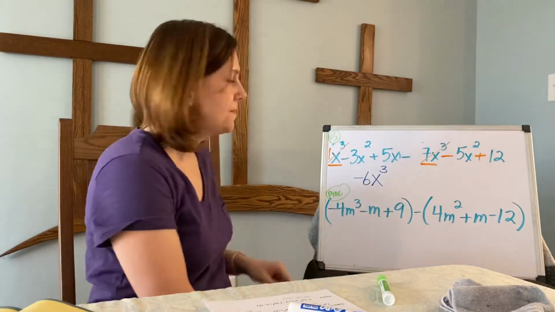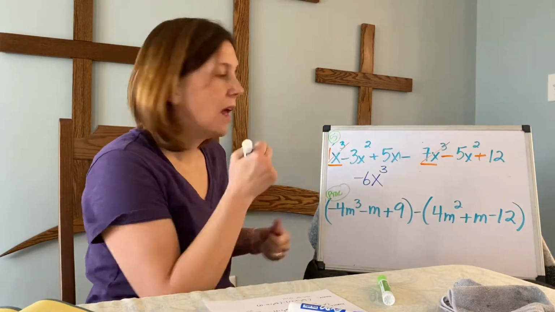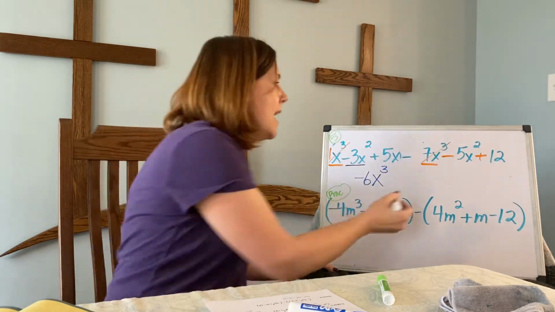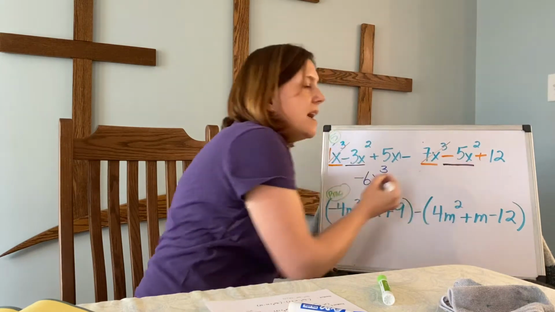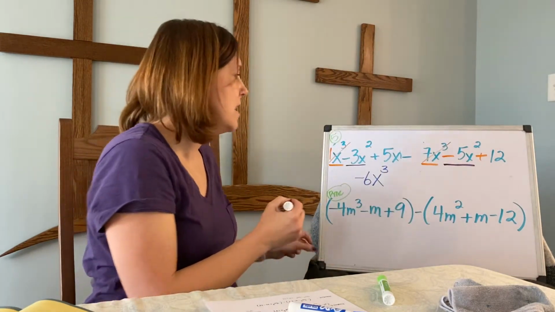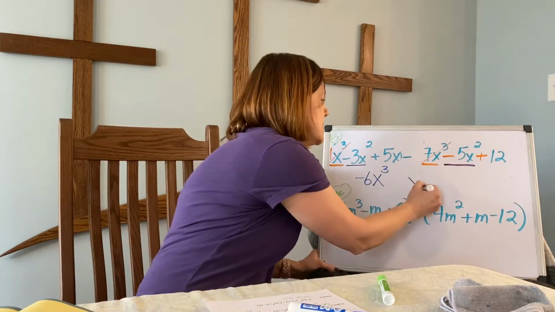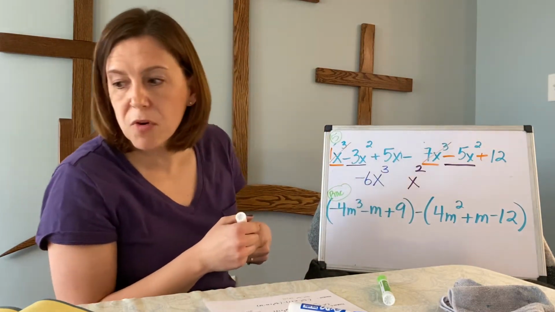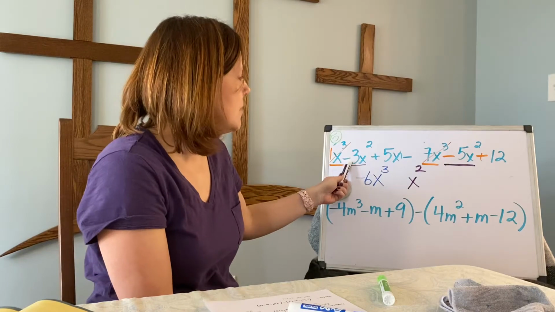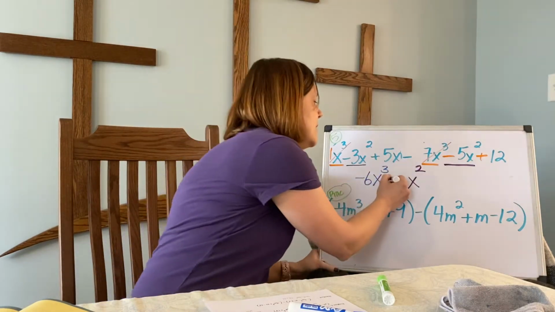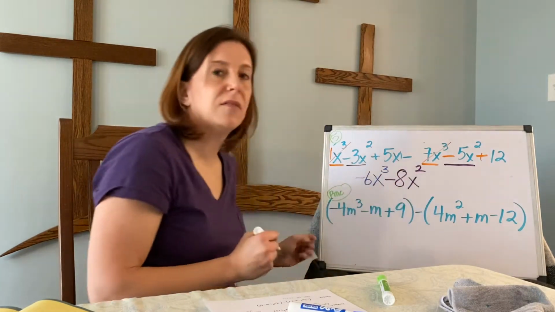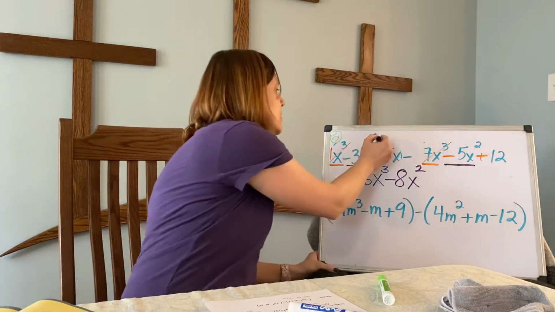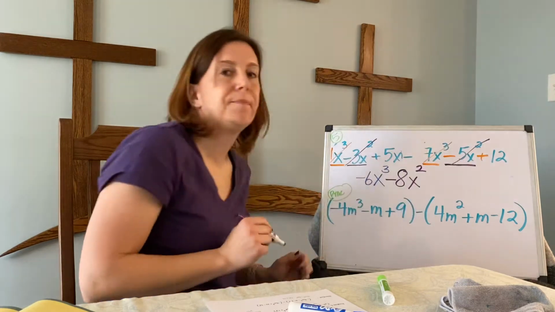Next one, x squared. This time I have negative 3x squared, and I'm subtracting 5x squared from that. So my answer is going to still be an x squared. The only thing that's going to change is the number in front. Negative 3 minus 5 gives me negative 8x squared. I'm going to go ahead and cross that out. I dealt with it. Wonderful.